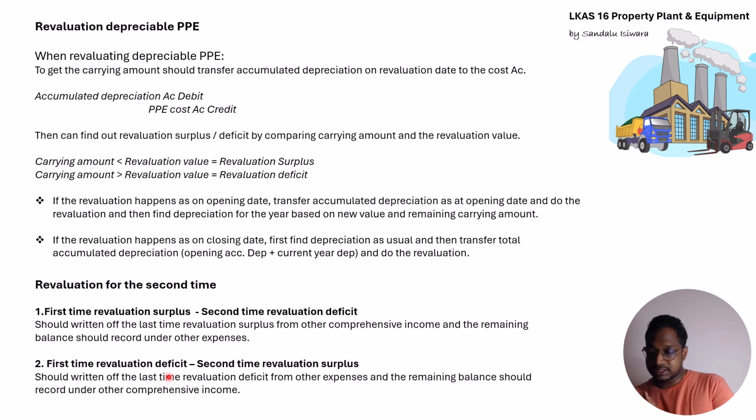So from the revaluation surplus that you are getting the second time, you have to write off the revaluation deficit that you got in the first place, in other expenses. And the remaining balance you have to record as revaluation surplus in other comprehensive income. So I am explaining all these, the revaluation the first time and the revaluation the second time, with examples in the next slide. Okay, yes, let's move to the next slide.